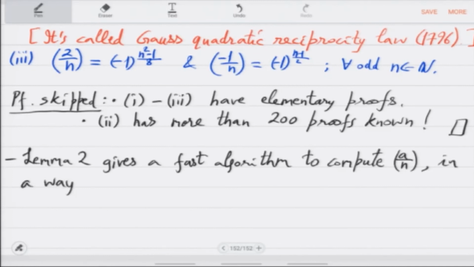In a way similar to Euclid's GCD. That may sound surprising, but the key thing will be this reciprocity law. The reciprocity law will give you an algorithm that syntactically looks similar to Euclid GCD. So let us write down the algorithm.